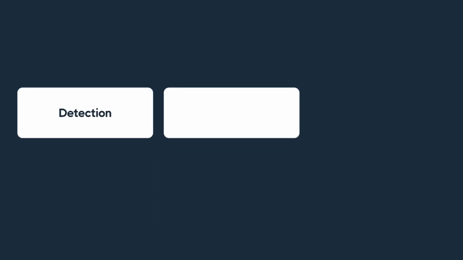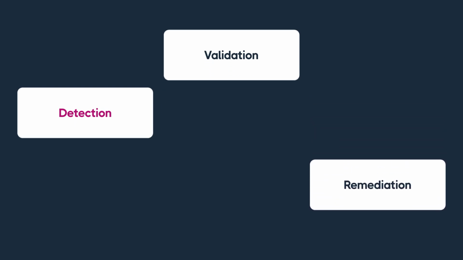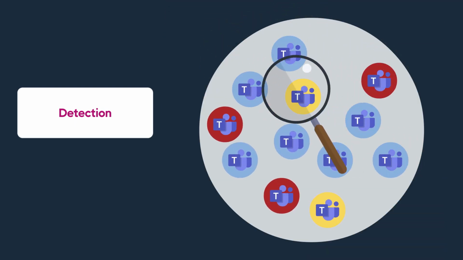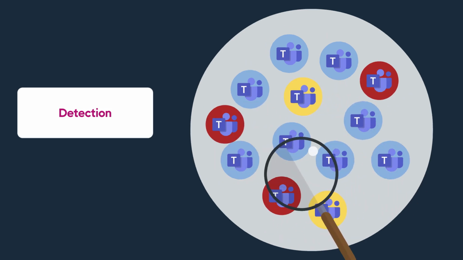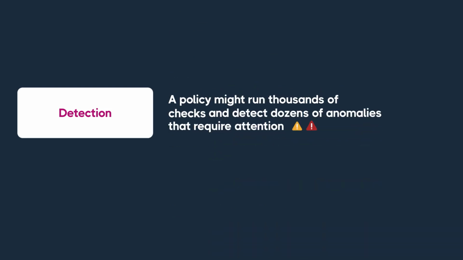Playbooks operate through three key phases: detection, validation, and remediation. The first phase is the detection phase. In this first step, the system performs checks across your environment to identify anomalies. In this process, a policy might run thousands of checks and detect dozens of anomalies that require attention. Then it moves to the validation phase.